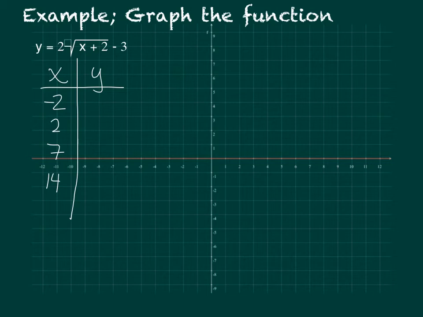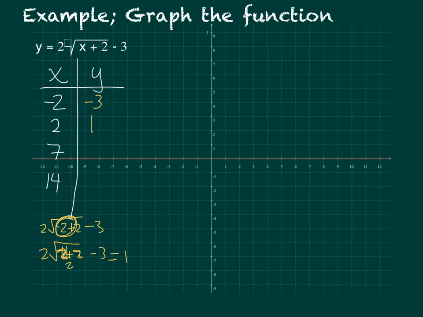So if I put in negative 2, I have 2 times the square root of negative 2 plus 2 minus 3. So that would be 2 times 0, because the square root of 0 is 0. So 2 times 0 is 0, minus 3, so it's negative 3. So that's my first point. My next one, if I put in 2, the square root of 2 plus 2, sorry, I might as well write it that way, minus 3. So the square root of 4 is 2. 2 times 2 is 4. 4 minus 3 is 1. So I'm going to put 1 there.